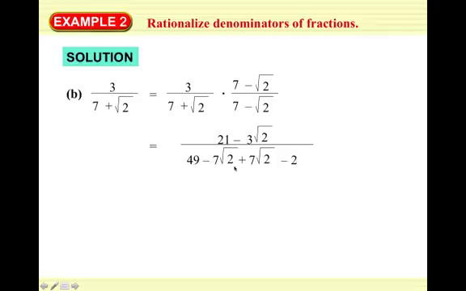Notice that the middle terms here, the negative 7 square root of 2 plus 7 square root of 2, zero out. That will always happen when you multiply by conjugates, and that's why we always get a rational number. So 49 minus 2 is 47, and so we have 21 minus 3 square roots of 2 over 47.